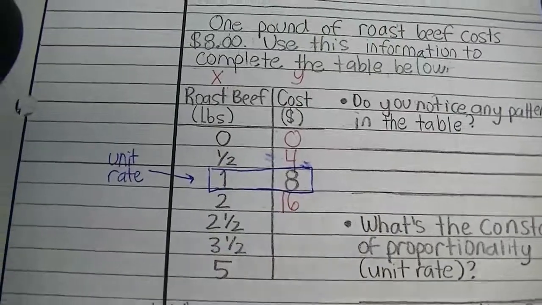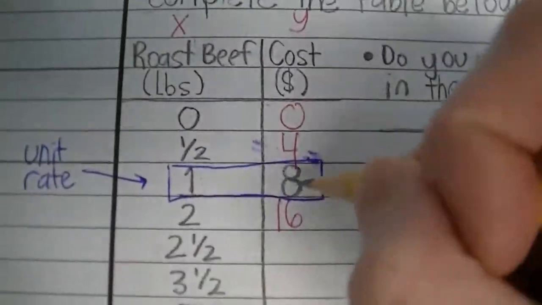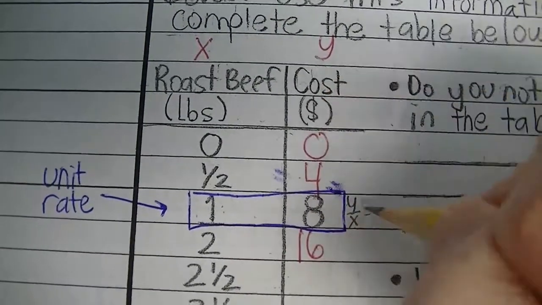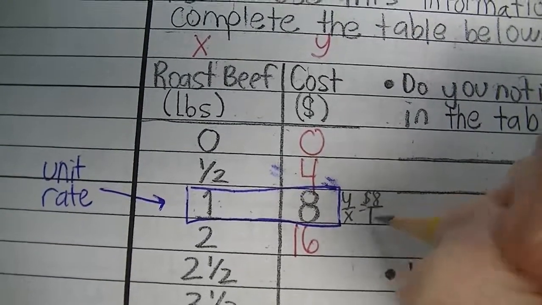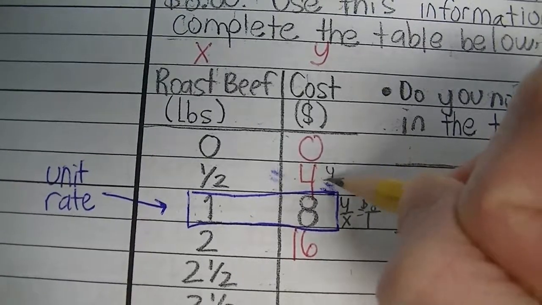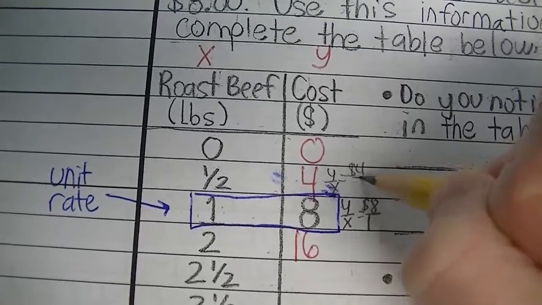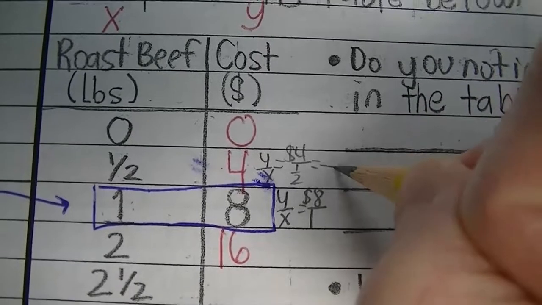And if you're still not quite sure, you can always definitely do that y divided by x, okay? So I'm going to take this and go y divided by x. The y value is $8 for 1 pound of roast beef. Right up here, again, y divided by x. The cost is $4 for half of a pound. So that's not the unit rate because I have to have 1 in the denominator.